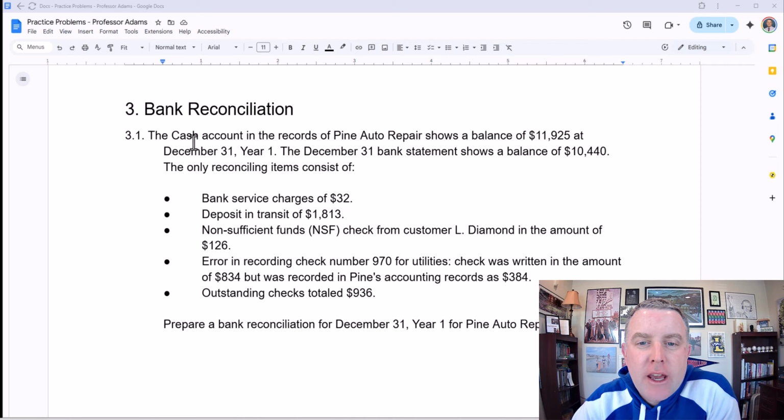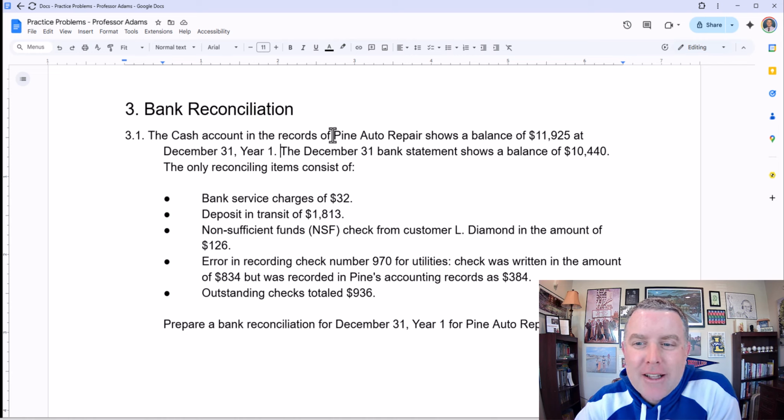In this problem, we have a company called Pine Auto Repair, and they are given information about the balance in their bank account. According to their own records, they think that they have $11,925 in cash. But when they get their bank statement, the bank statement says that they have $10,440 in cash. So which one is right? Well, it turns out they're both wrong. Believe it or not, both of these numbers are incorrect.